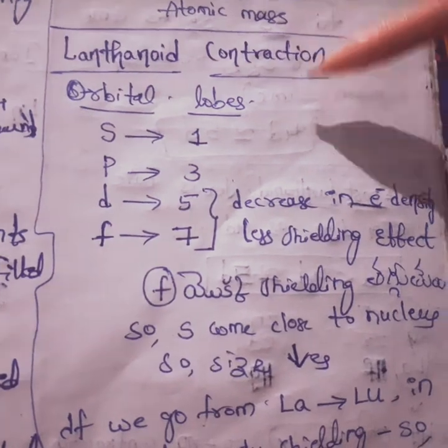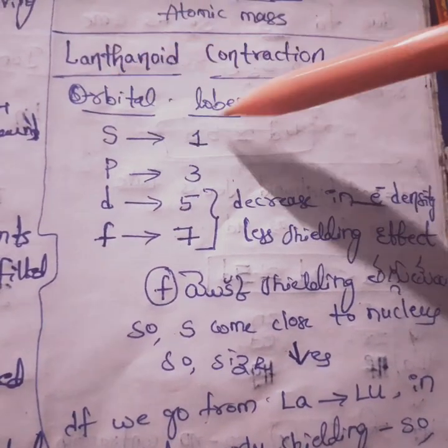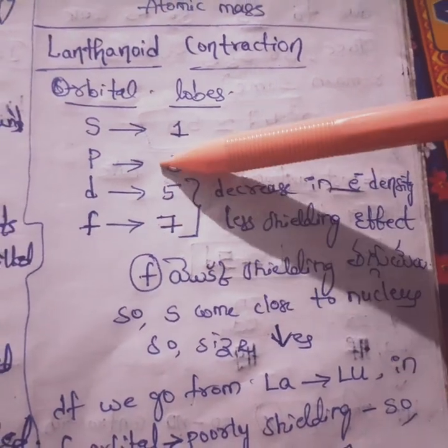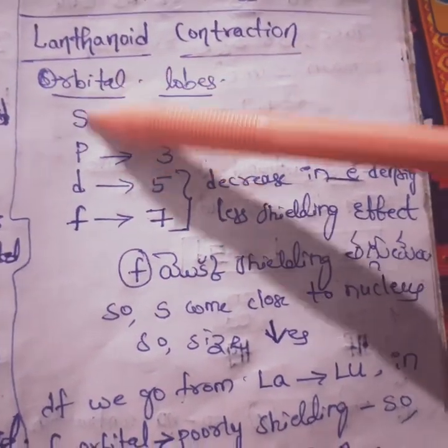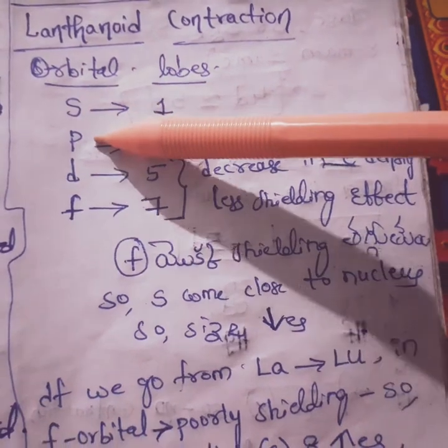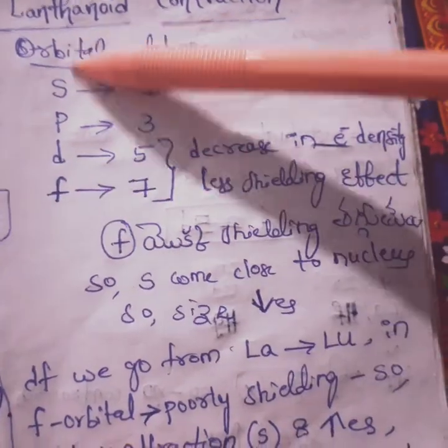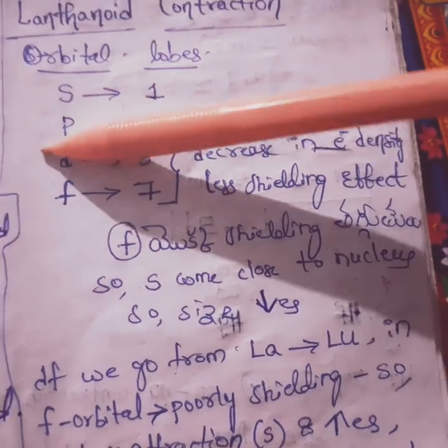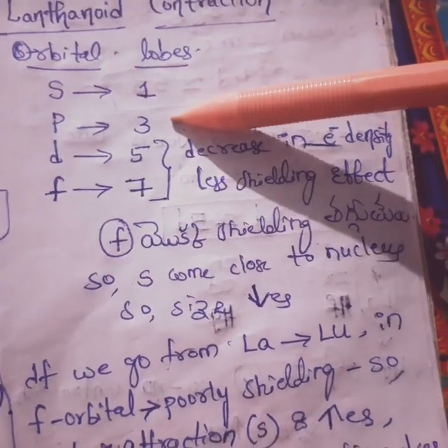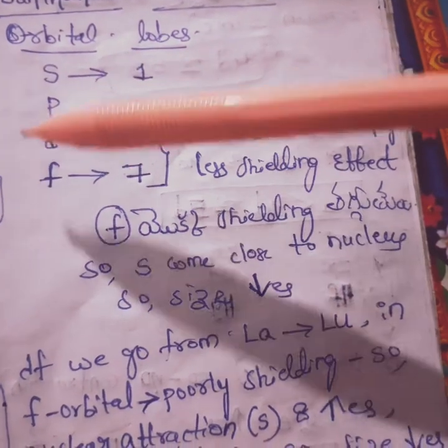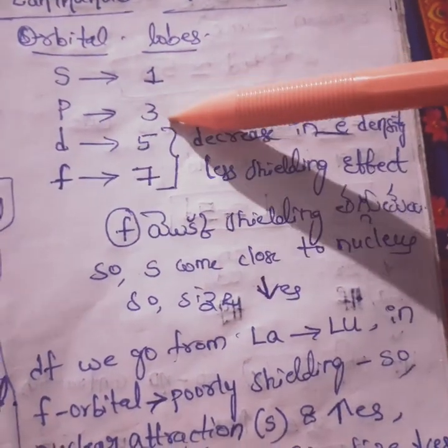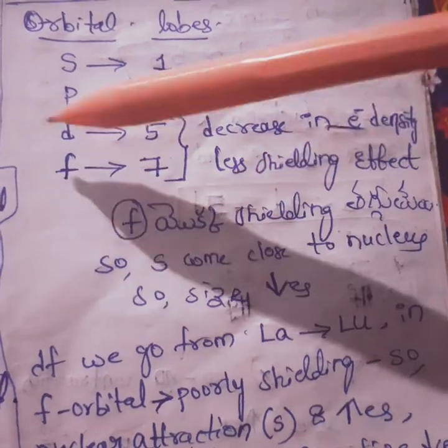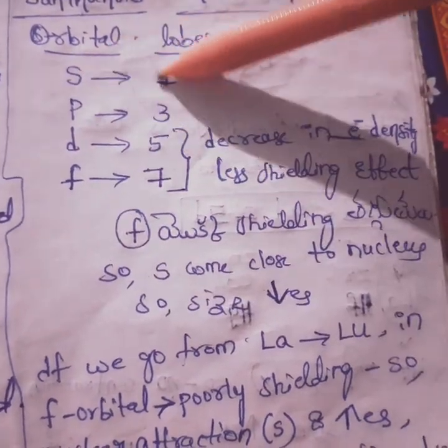Lanthanoid contraction. Before understanding this lanthanoid contraction, we should know these minimum things, friends. These are the orbitals: S, P, D, F. And these are the number of lobes. In S orbital, one lobe is present. In P, three lobes. In D, 5 lobes. In F, 7 lobes.